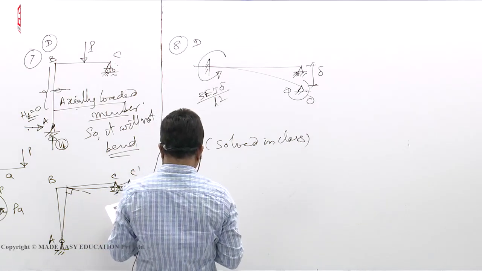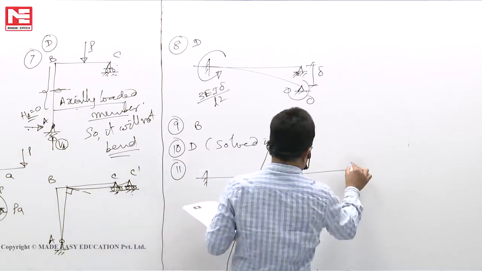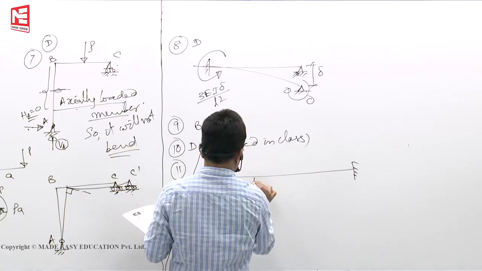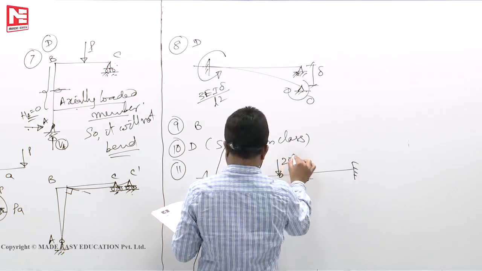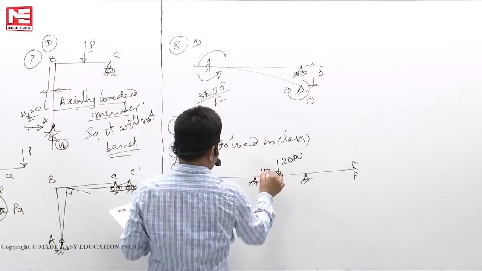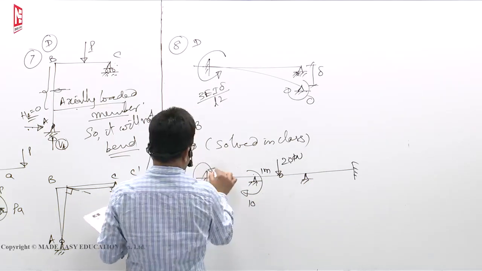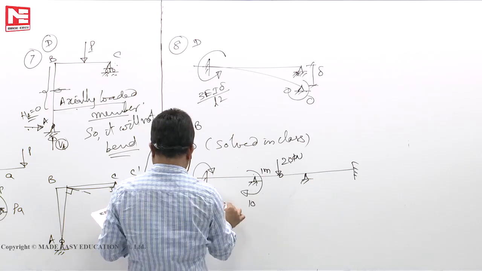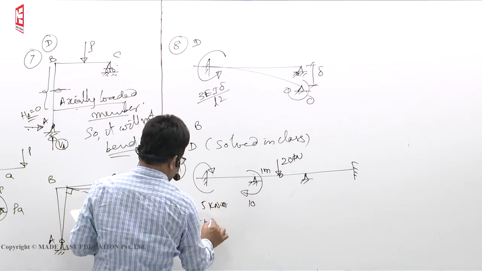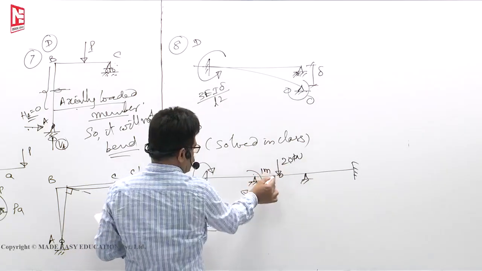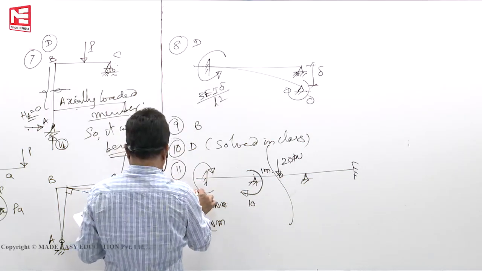Value of support moment M, solved in the class. We have a frame like this, hinge, one support and support, hinge here, 20 kilonewton, 1 meter. So out of 20 this beam will take 10 into 1, 10, and half will be carried over, 5 kilonewton meter. So the correct answer to the 11th question is 5 kilonewton meter.